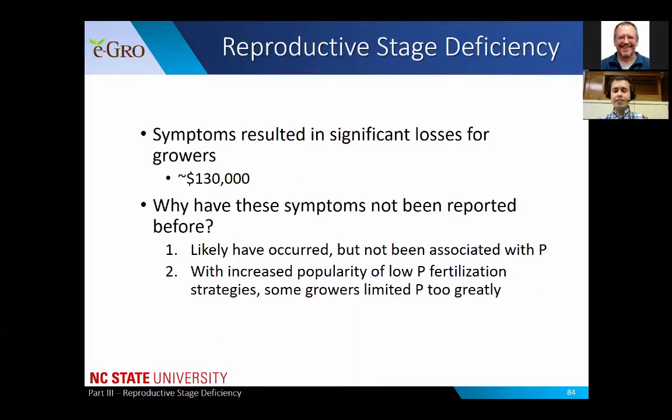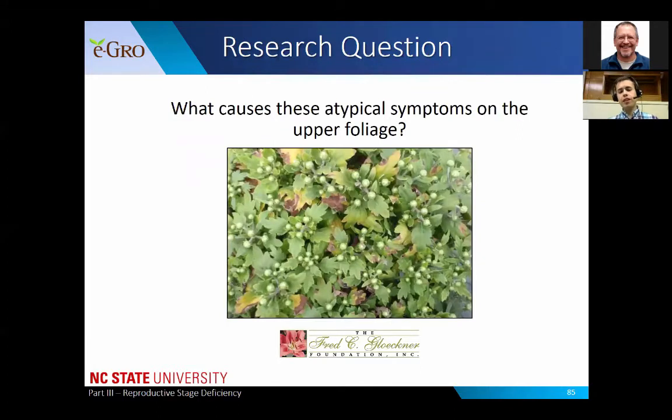And additionally, with the increased popularity of low phosphorus fertilization, some growers have probably limited phosphorus too greatly, and that has only occurred over the last couple of decades, as people have moved to try and limit their phosphorus fertility. So our research question here is, what causes these atypical symptoms on the upper foliage?